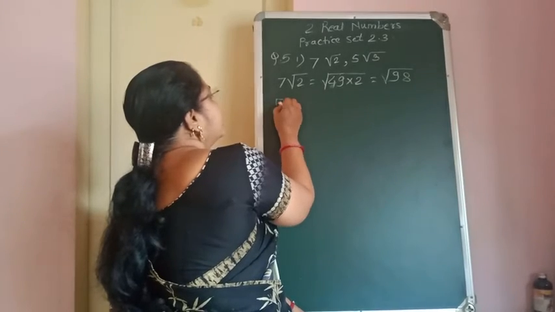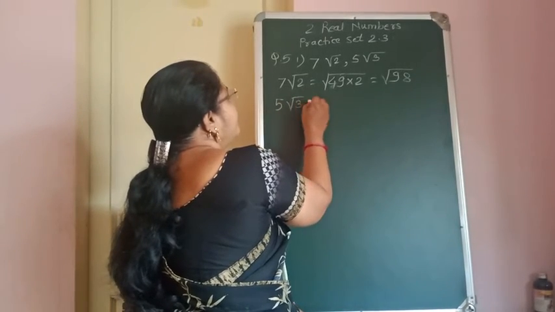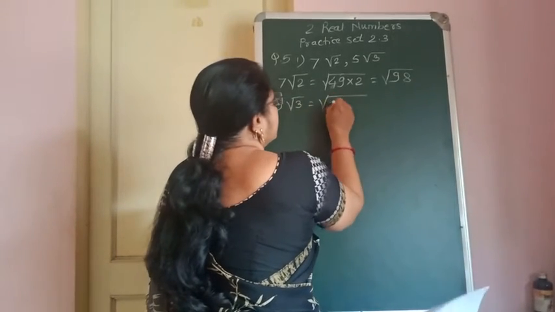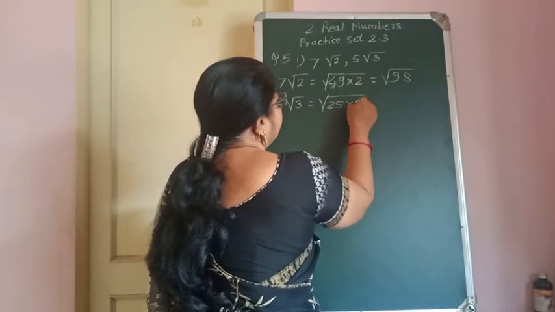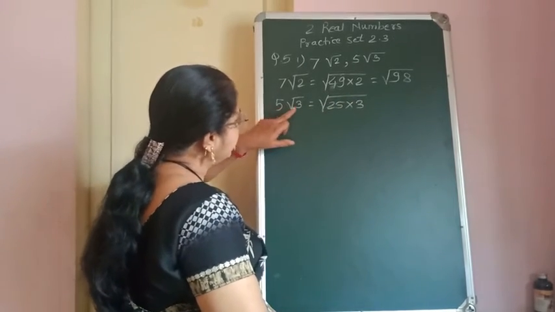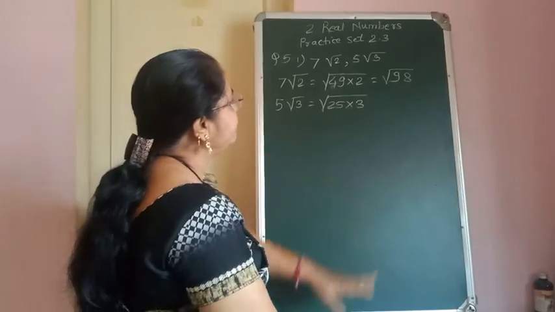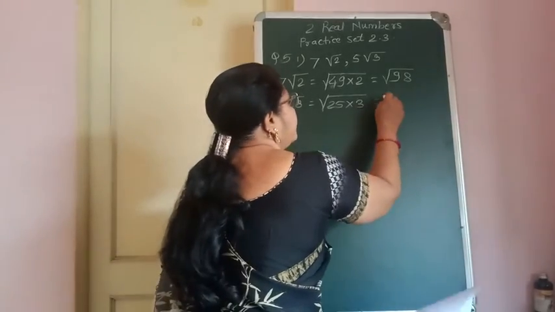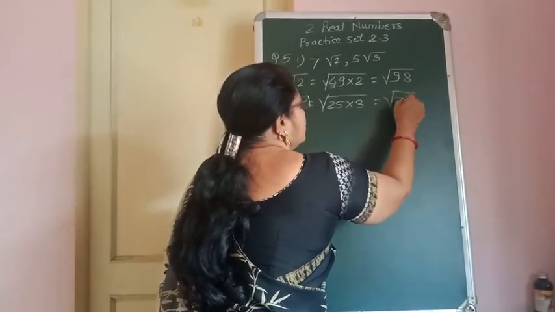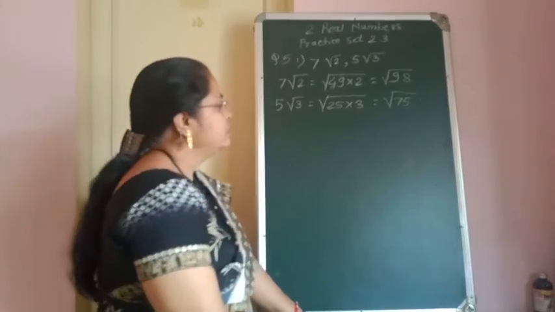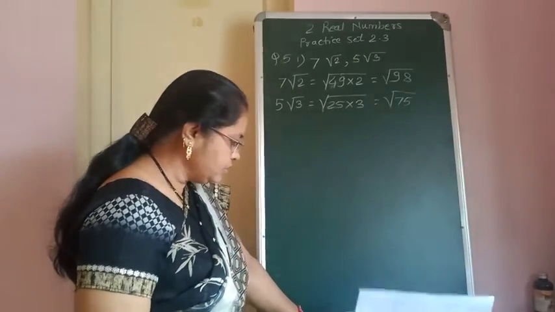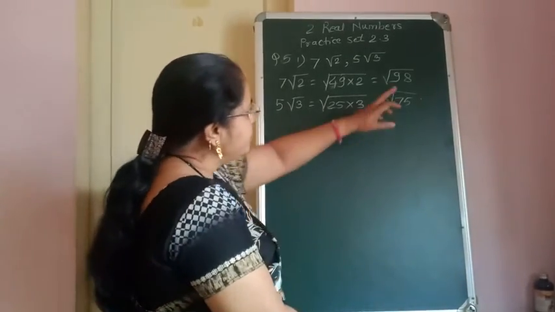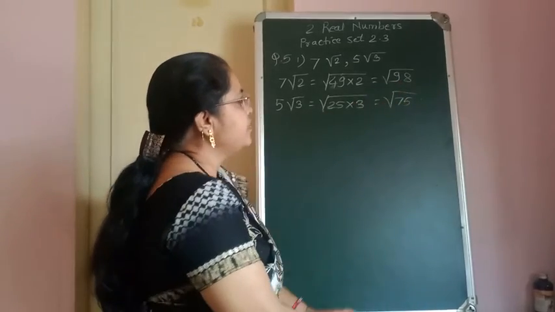Now I can write this 5 root 3 as square root of 25 into 3. This 5 I can write as square root of 25. So 25 into 3 is equal to square root of 75. Now I can compare these numbers 98 and 75.